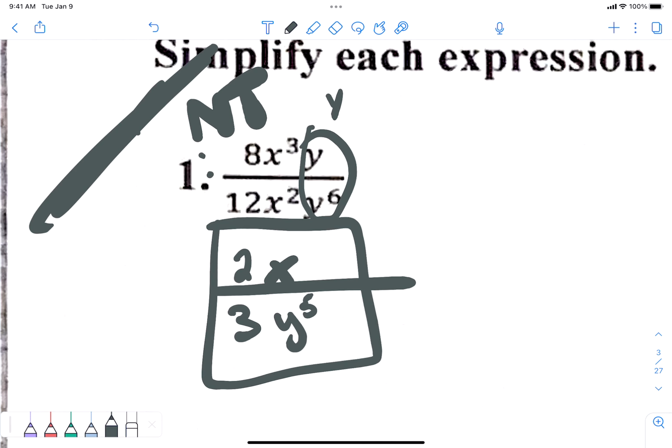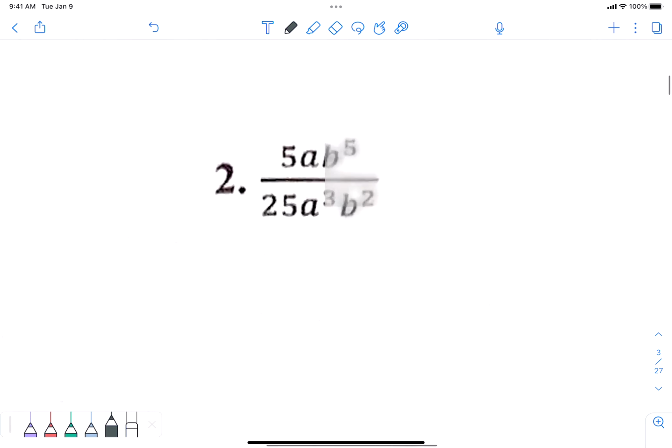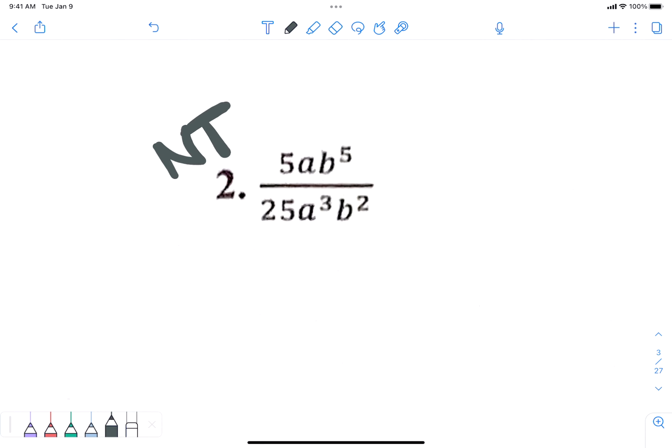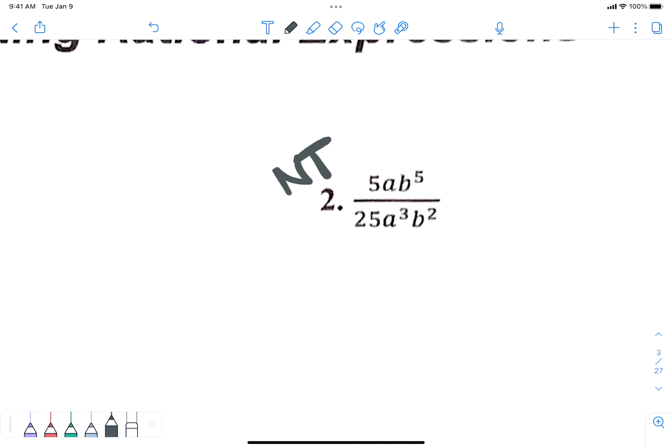Let's go through and figure out which ones are trapped and not trapped. So, number 2, trapped or not trapped? Not trapped, you can just reduce. Write that down. How do you know if they're trapped or not trapped? Because if there are no pluses and minuses, they're not trapped together. Pluses and minuses are the only things that trap the groups together.